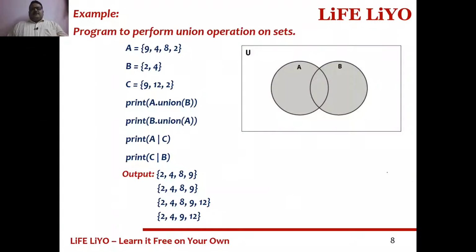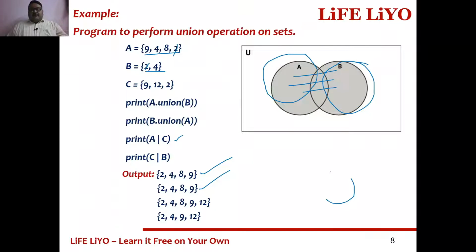Now, let us consider that this is set A, this is set B. If you perform the union, we are going to get all the elements of sets A and B. 9, 4, 8, 2, 2, 4. 2 and 4 are common. If you perform A union B, we get some combination: 2, 4, 8, 9 or 9, 8, 4, 2, whatever it might be. Now, B.union(A) gives the same result.